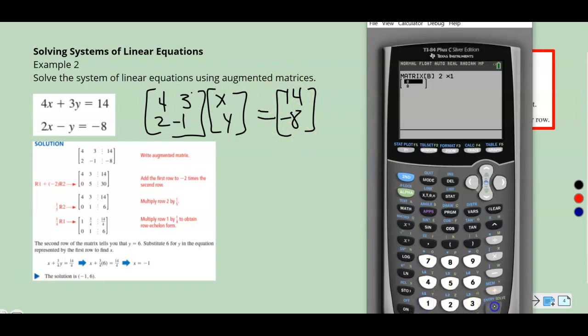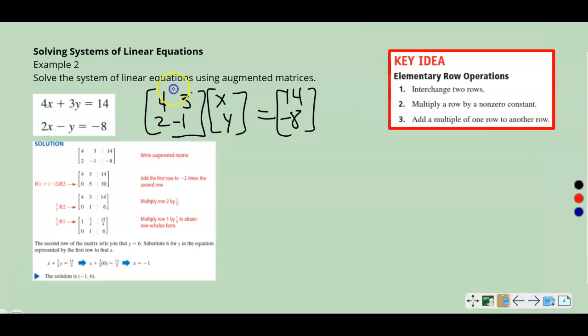You do have to be able to put the dimensions in there. And then 14 and negative 8. All right, and then second quit. And this is very simple. So this is matrix A. This is matrix B. If we do A inverse times B, that equals x, y.